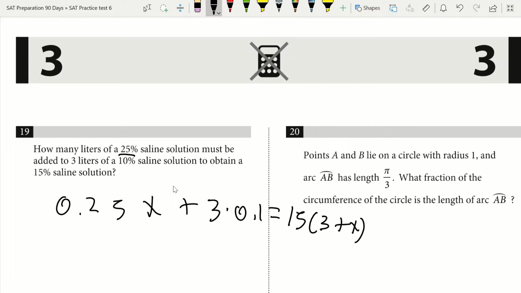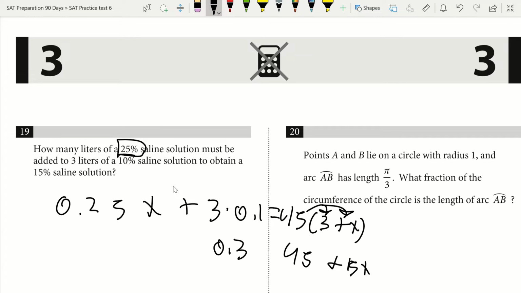Okay, so I wrote it out as I read it. That's what I recommend you do as well. X in this case is representing my liters of that 25% saline solution. So now at this point, I go ahead and I just solve for X. So I'm going to do 15 times 3 gives me 45. 15 times X gives me plus 15X. 3 times 0.1 gives me 0.3.